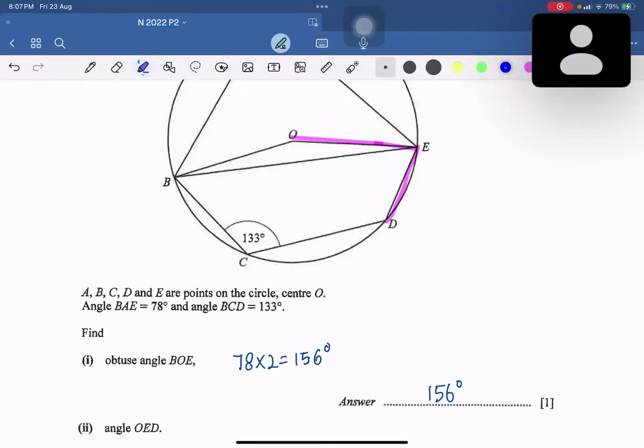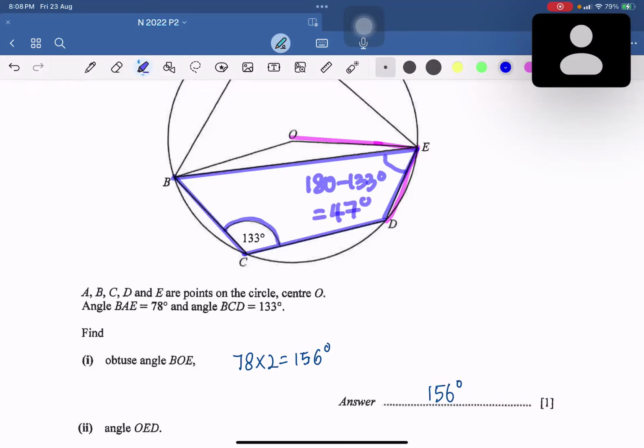So we are not able to find angle OED directly, but we have identified that just now, angle BED is angles in the opposite segment. So I make use of 133 to find this portion of angle, which is actually 180 minus 133 degrees. Then this one gives me 47.